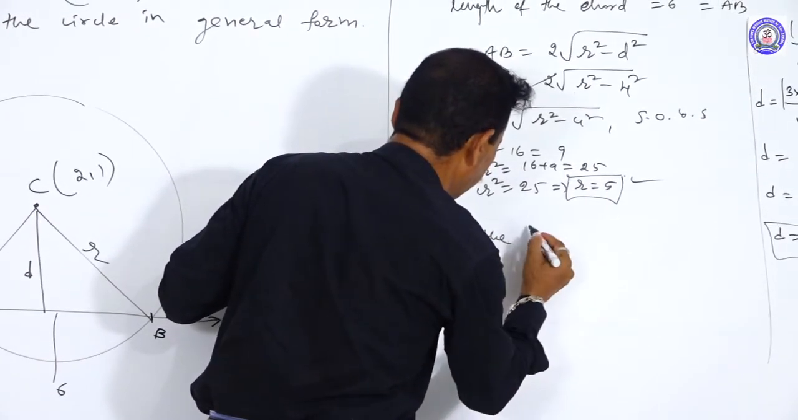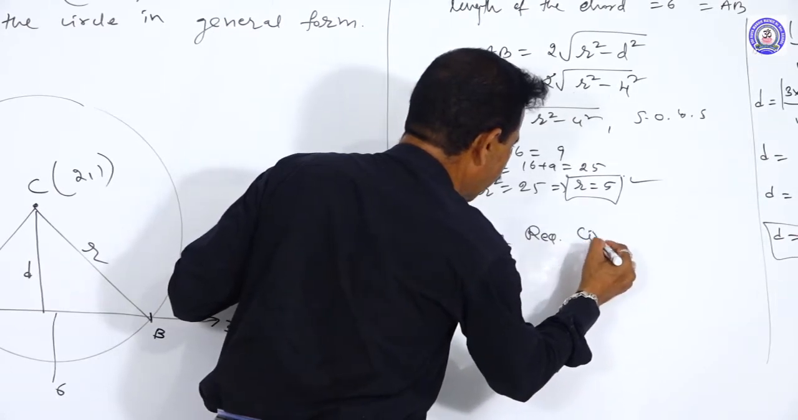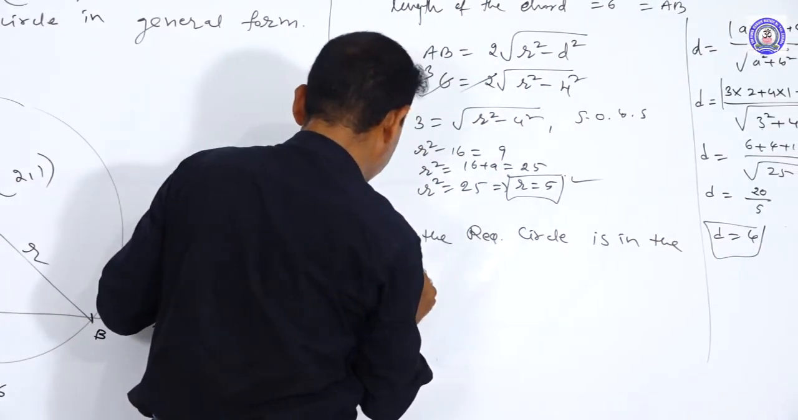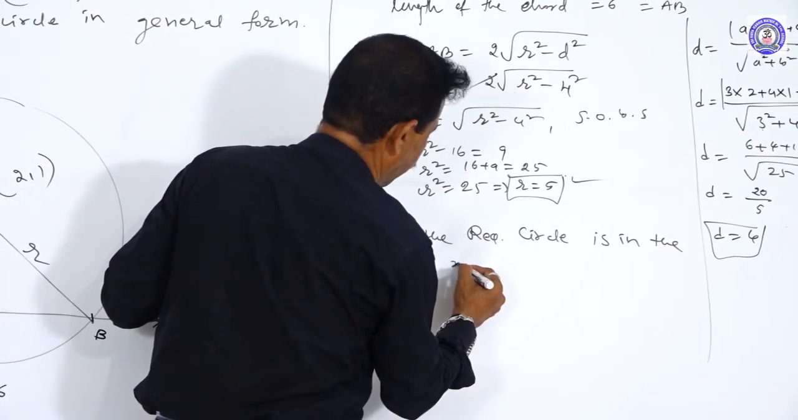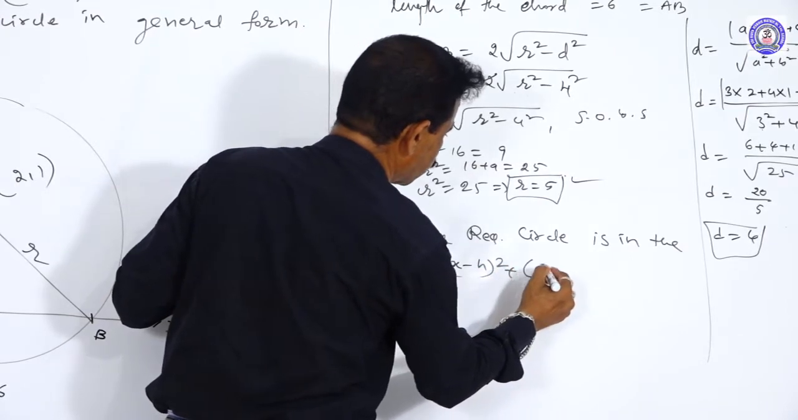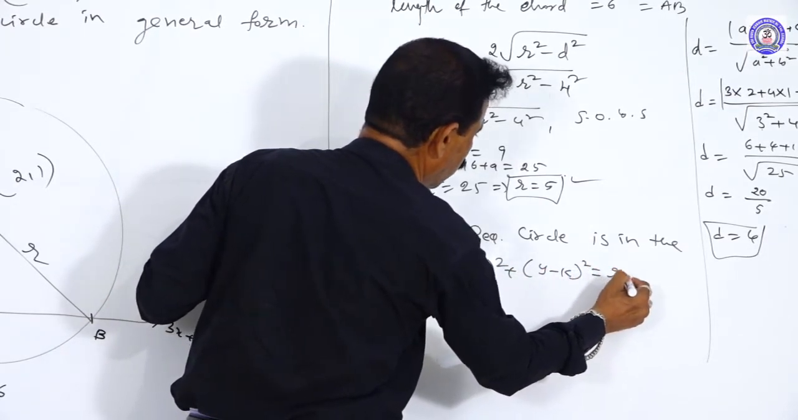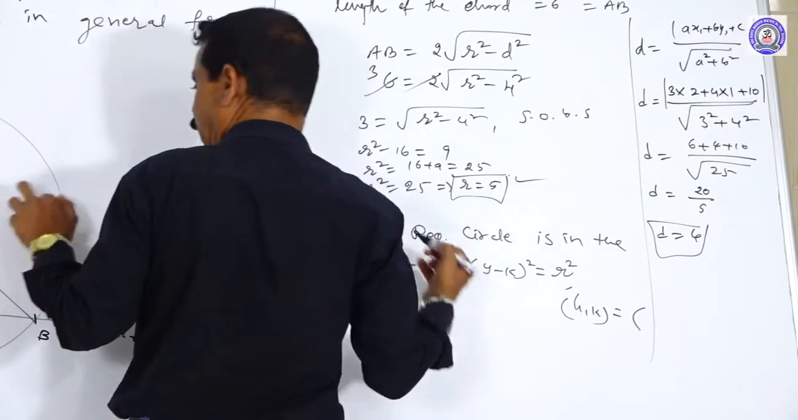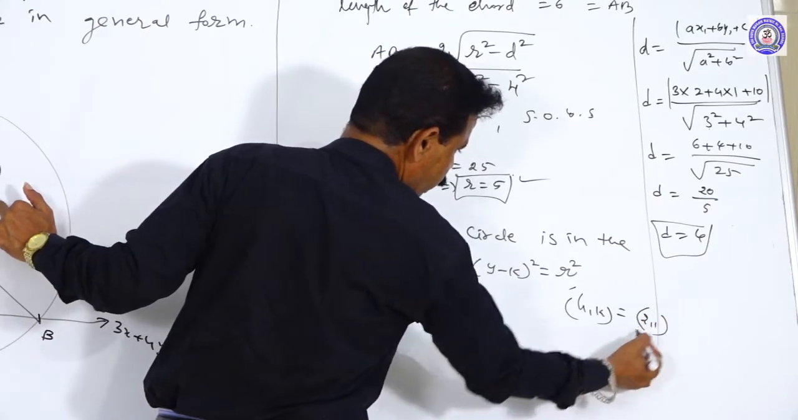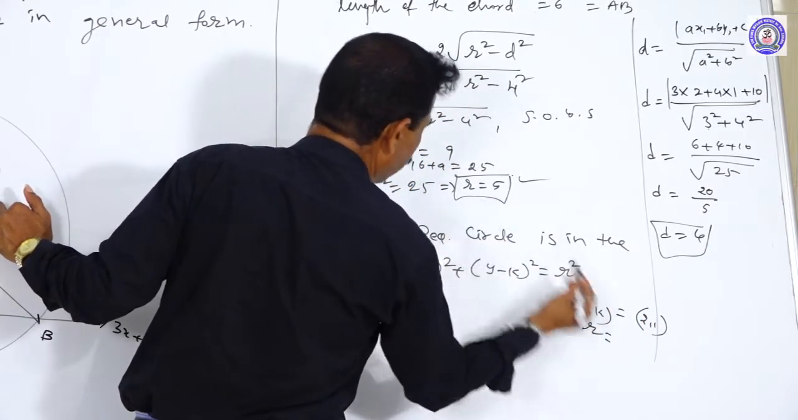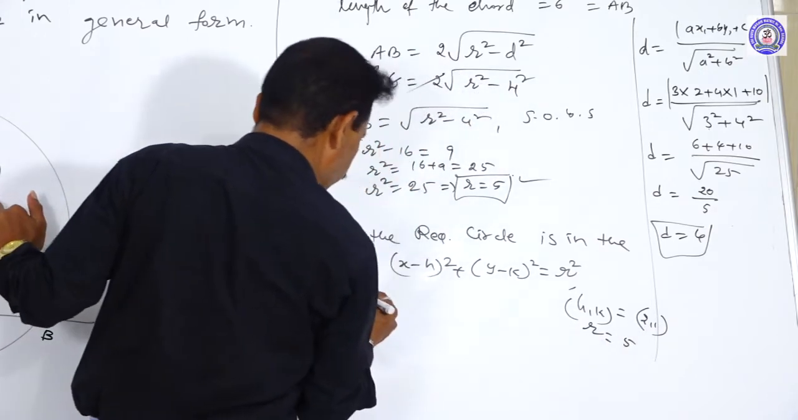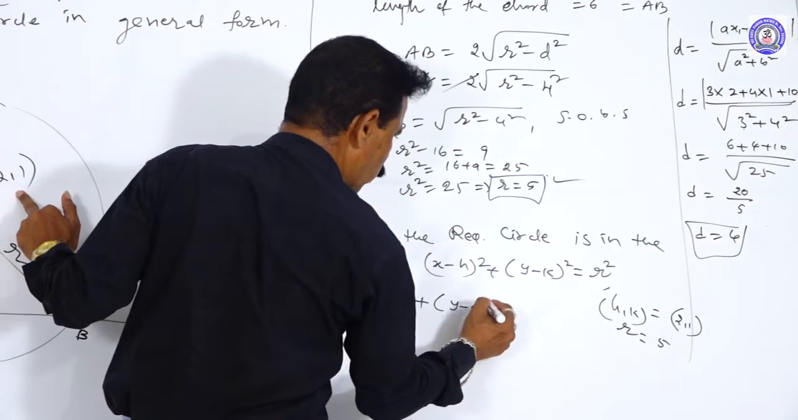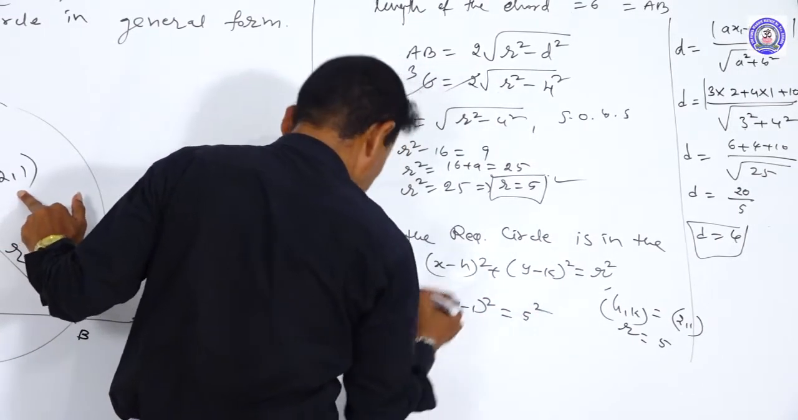The equation of the required circle is in the form (x − h)² + (y − k)² = r². Here (h, k) is the given center (2, 1), and the radius we already found is 5. Substituting, we get (x − 2)² + (y − 1)² = 5².